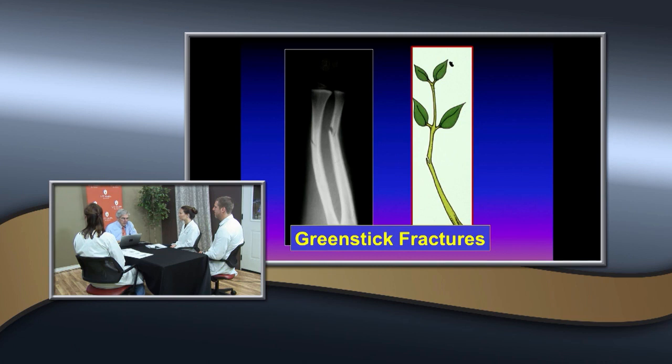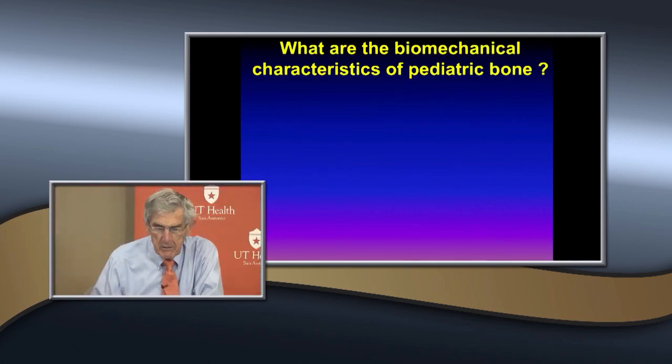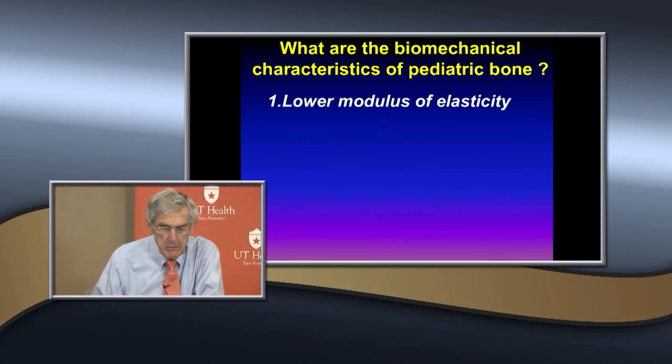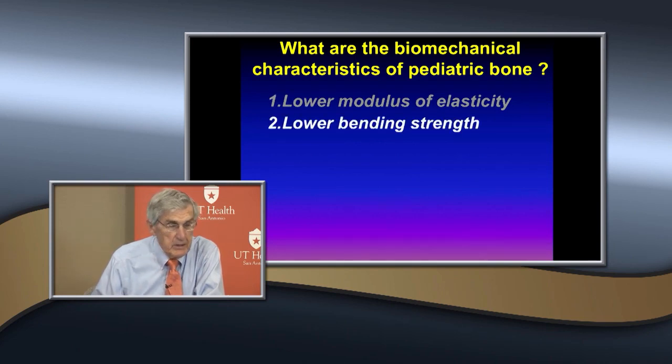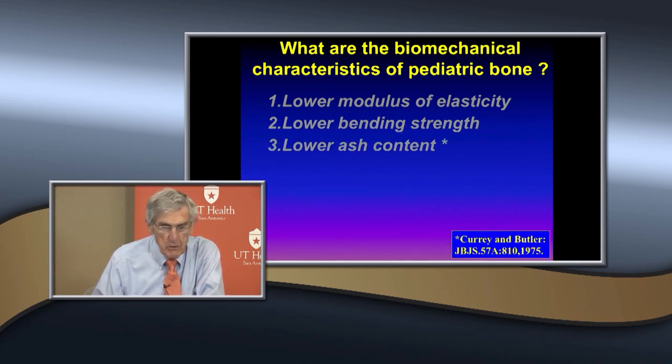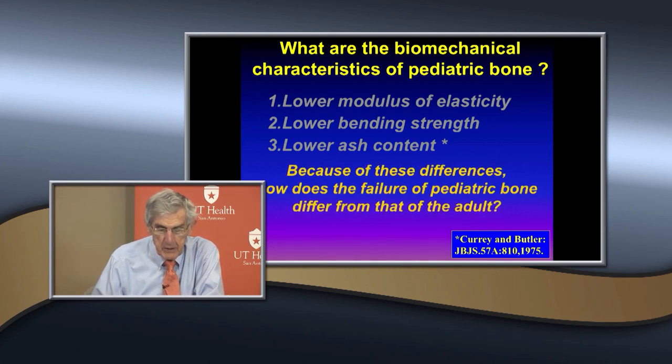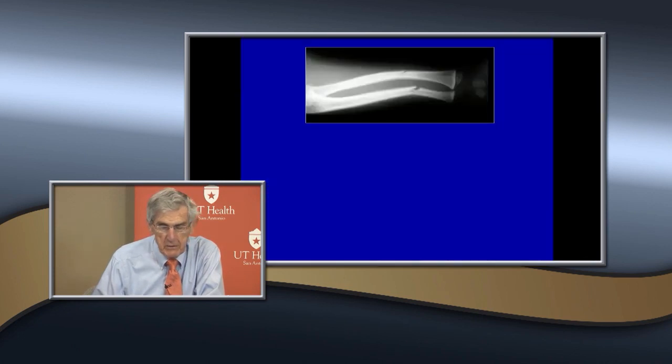Now the greenstick fractures, the biomechanical characteristics of pediatric bone: it has a lower modulus of elasticity, a lower bending strength, it's easier to bend. It has lower ash content, doesn't have as much mineral, and this is a study a long time ago by Currey and Butler. Because of these differences, the failure of pediatric bone differs from that in adults.